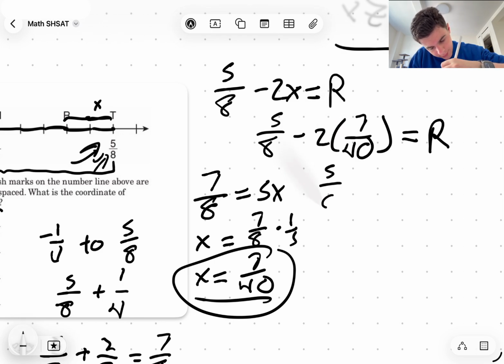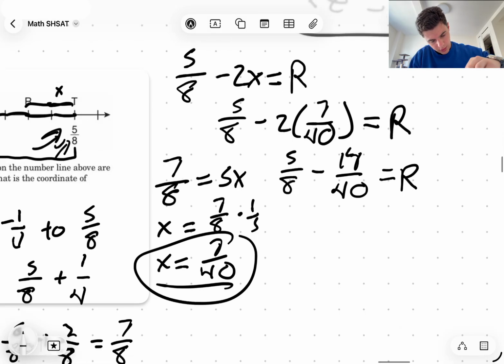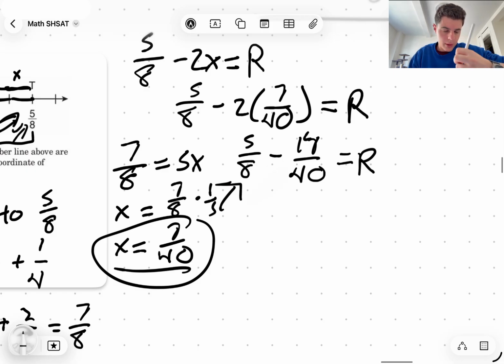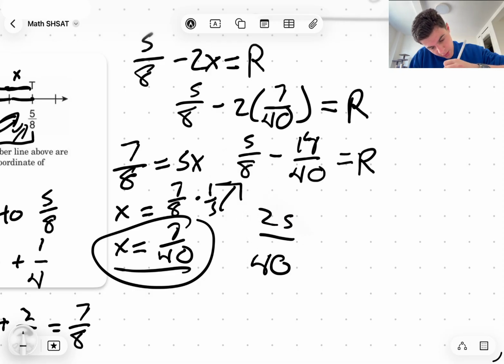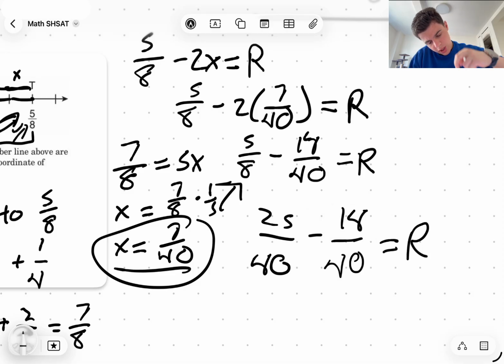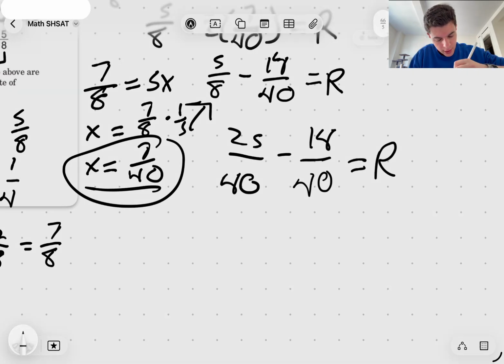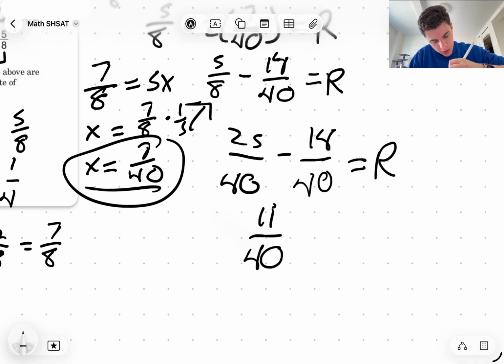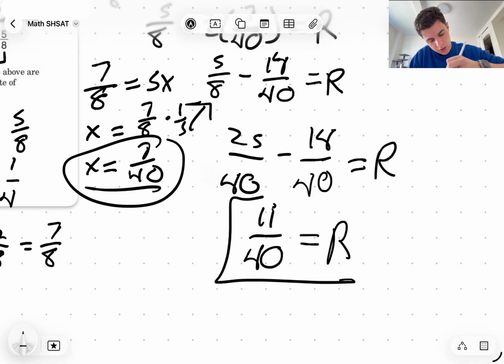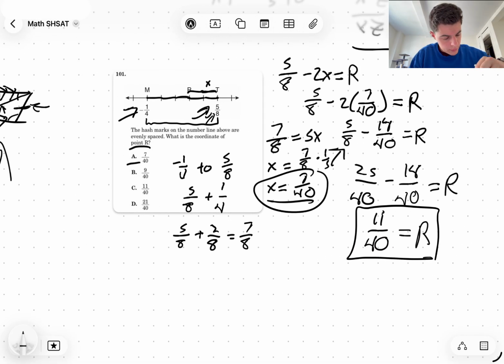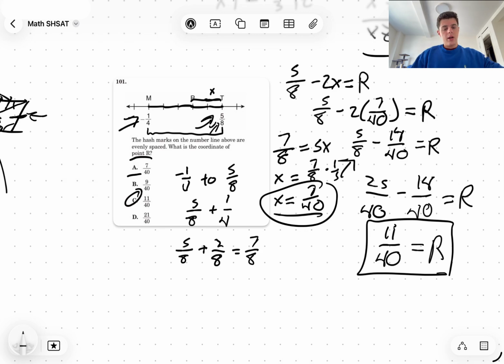So we have 5/8 minus 14/40 equals R. So now we can just multiply this by 5/5 to get it to a common denominator. So you have 25/40 minus 14/40 equals R. And now we can directly subtract these. We get 11/40 equals R. Right? So 11/40 is answer choice C.